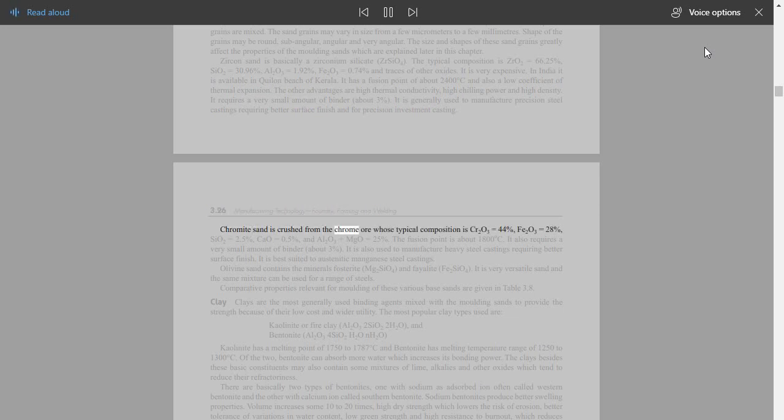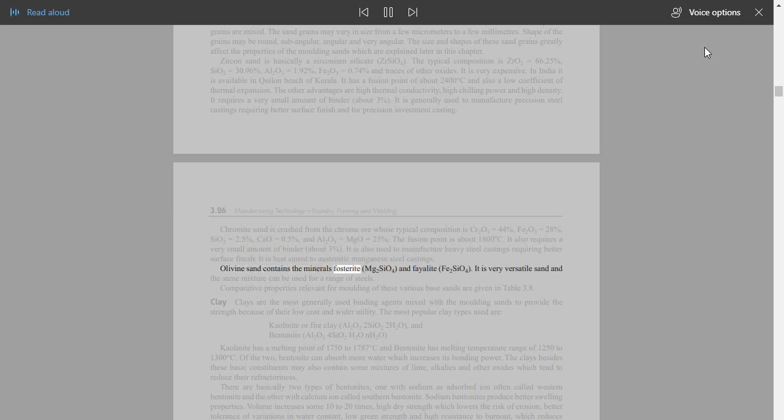Chromite sand is crushed from the chrome ore whose typical composition is Cr2O3 equals 44%, Fe2O3 equals 28%, SiO2 equals 2.5%, CaO equals 0.5%, and Al2O3 plus MgO equals 25%. The fusion point is about 1800 degrees C. It also requires a very small amount of binder, about 3%. It is also used to manufacture heavy steel castings requiring better surface finish. It is best suited to austenitic manganese steel castings.